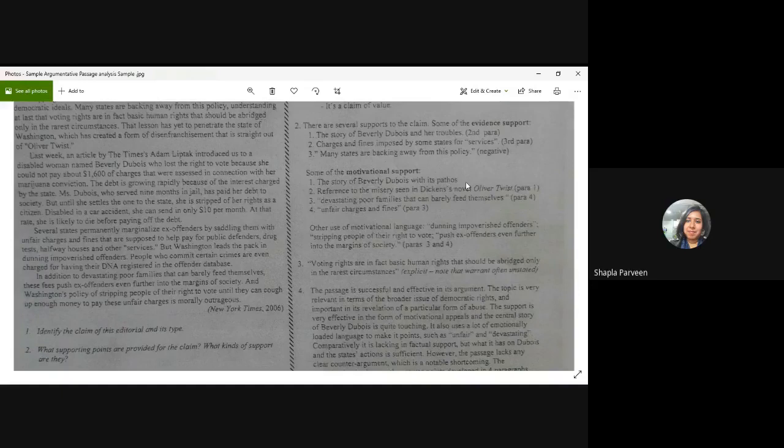Pathos actually means your inner emotions. You're motivated into believing in this type of story. Even if there were no evidence support, you would still believe because the story itself is very touching. And that's why this is also an example of motivational support. Okay, and then the reference to the misery seen in Dickens's novel, Oliver Twist. Okay, this is given in paragraph 1.